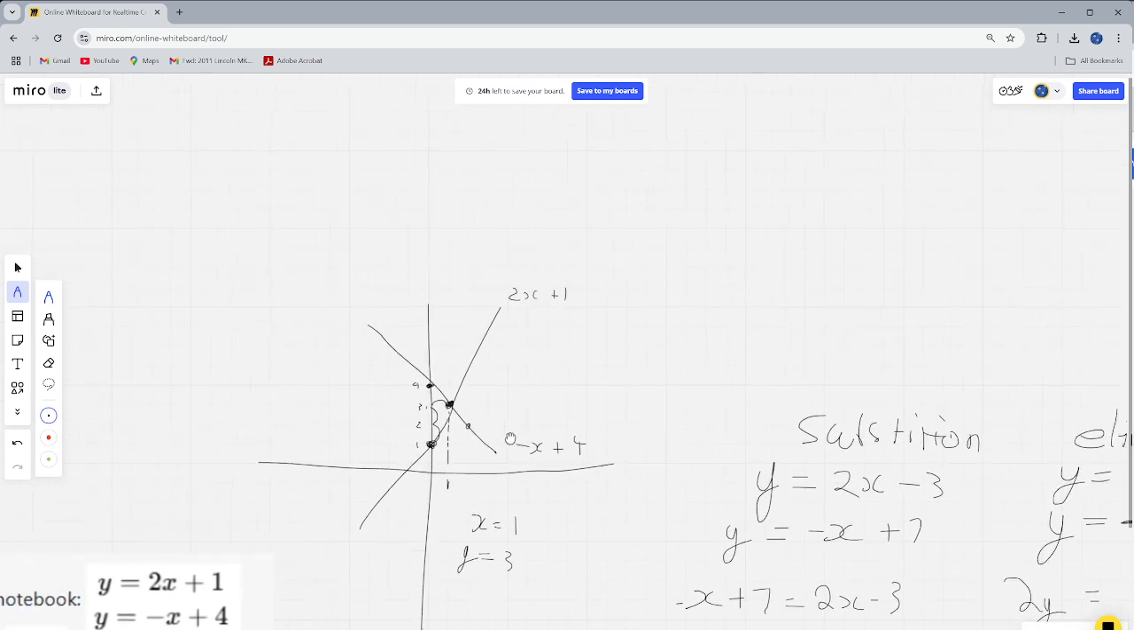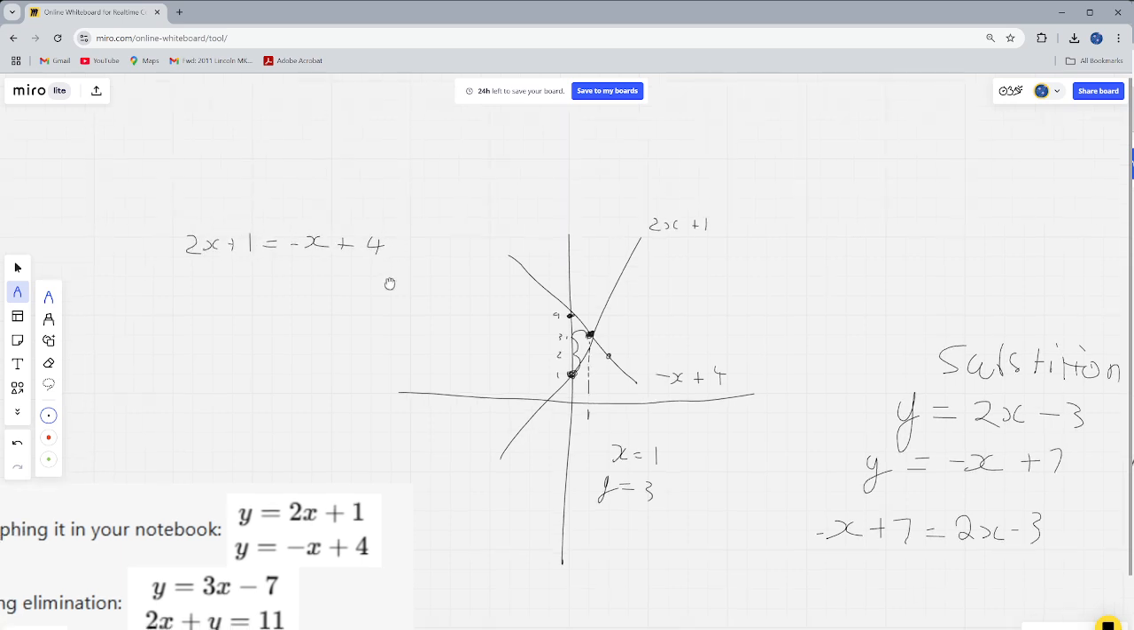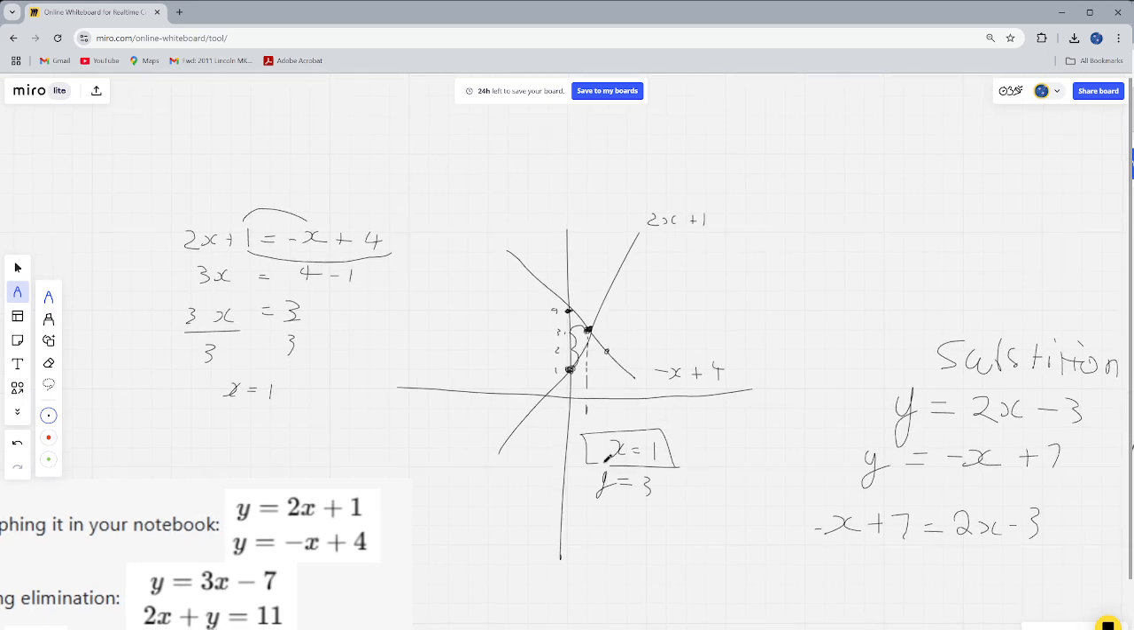We can prove this algebraically as well, same way we did before, where we would write 2x plus 1 is equal to negative x plus 4. Okay? We would bring this x over here, so we would have 3x, and we bring this 1 to this side, so we would have 4 minus 1. And we would have 3x equals 3, divided by 3, divided by 3, therefore x is equal to 1, just like we got when we were graphing.